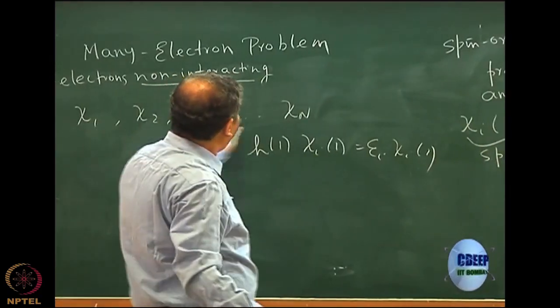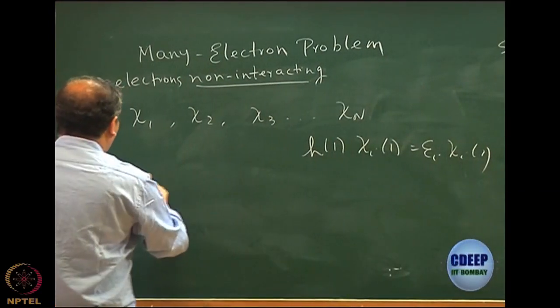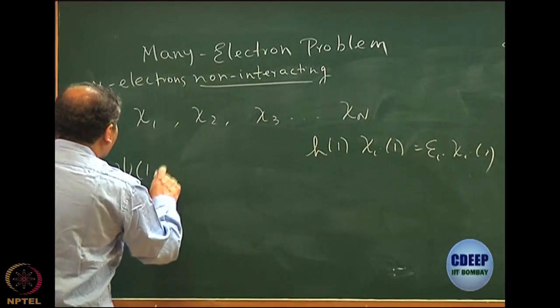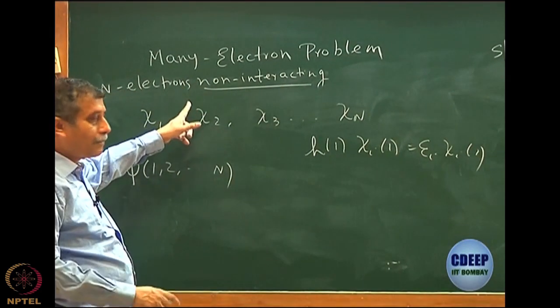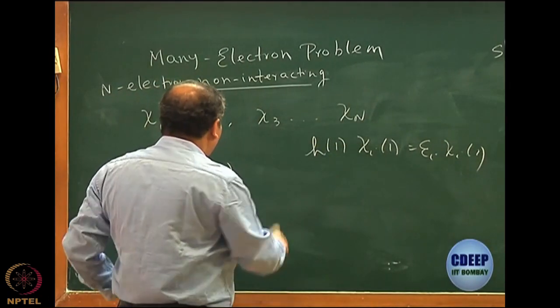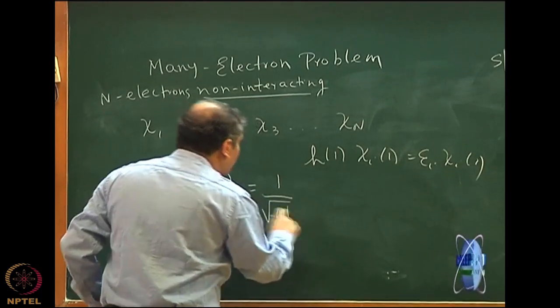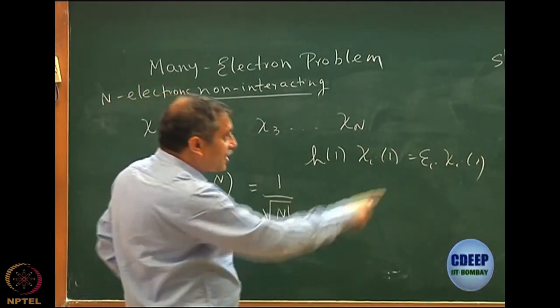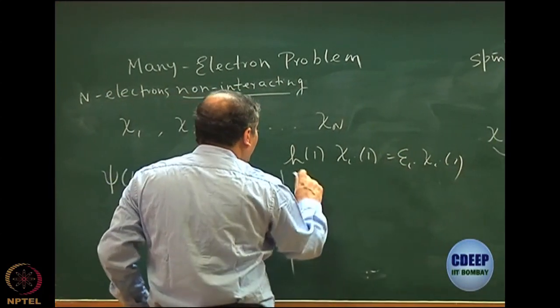So, I can generate n number of eigenfunctions, n number of spin orbitals, and then I can construct my wave function for a non-interacting n particle problem or n electron problem as an antisymmetric product. So, let us say I take chi 1 to chi n, then I can write down this determinant. Again, this is a normalization constant, you do not have to bother too much, but just like that, it is 1 by square root n factorial. And just like that, we can generalize it.